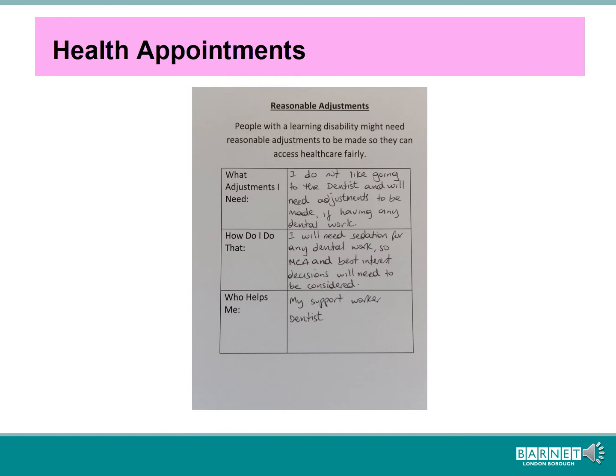Another example is people with learning disabilities tend to have issues about going to the dentist. They find that very, very unsettling, some of them. So we'll need to make sure that there are reasonable adjustments for them. It might be the case where they will have to be sedated. So you'll then have to consider the MCA and best interests as well. And for this, you can probably get somebody who knows them very well to support the individual in order to get the procedure done.